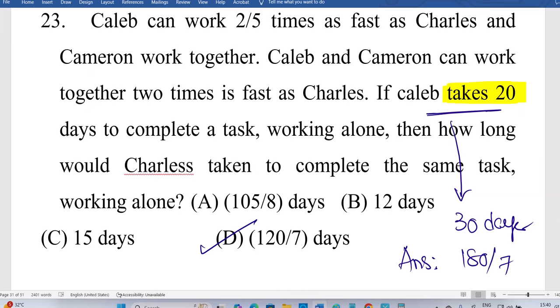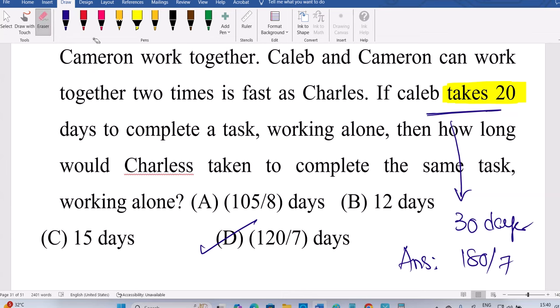Don't try to learn by heart. Because in that 30 days question also, option 120 by 7 is available. Caleb takes 30 days. In that question also, option 120 by 7 available. So if it is 20, your answer is 120 by 7. If it is 30, 180 by 7. But let's try. Ignore that, I just want to alert you people what you have to be careful about. We have to check whether it is correct or not at the end.